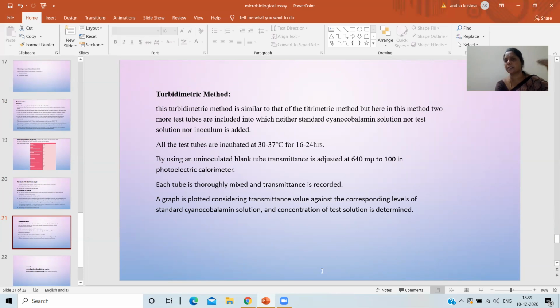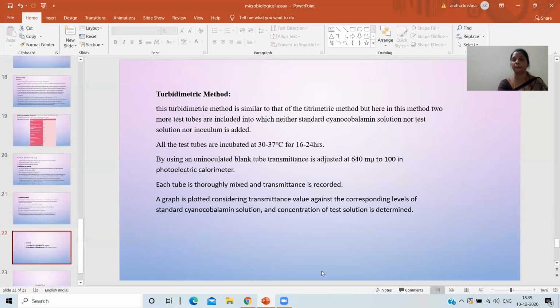Then each tube is thoroughly mixed and transmittance is recorded. Then you plot a graph of transmittance against the corresponding levels of standard cyanocobalamin solution. When you plot the graph, you can get the concentrations. So this is how you determine the concentration of vitamin B12 by the turbidimetric method.